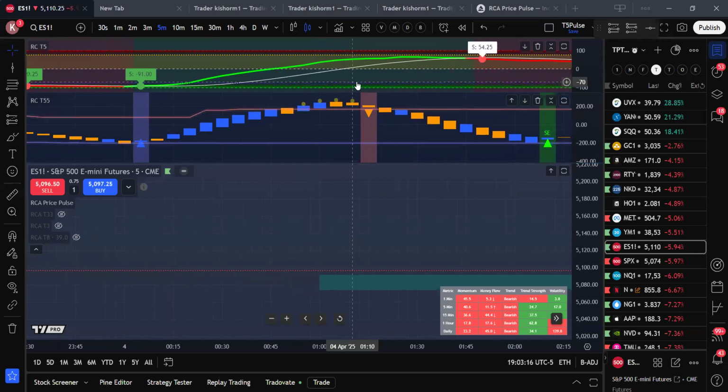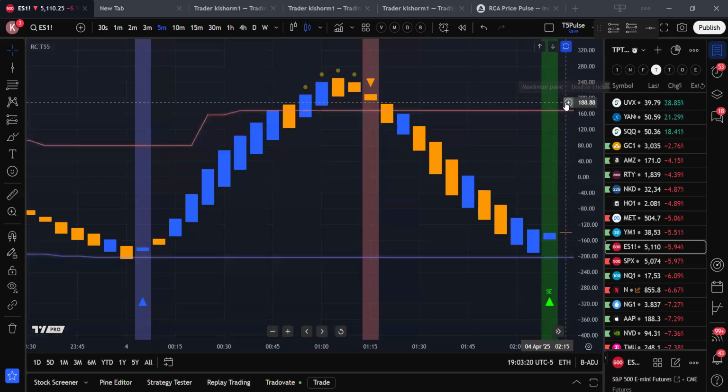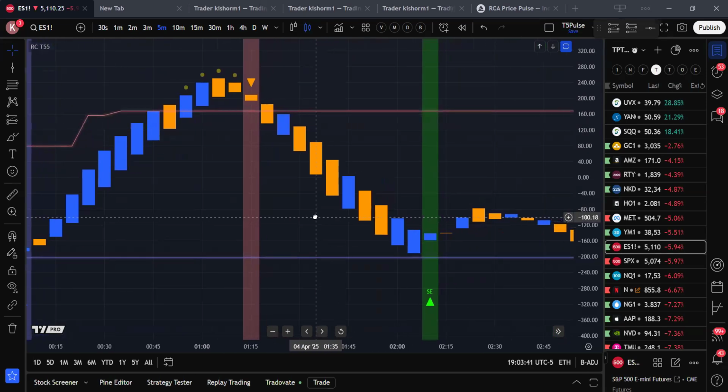What are those dots, Kishore? That is the squeeze. So it is in a consolidation. Whenever it goes all the way up, buyers are trying to take it further up, sellers are trying to bring it down. So whenever you see the dots, that means both buyers and sellers are fighting. Finally, sellers took the control and brought it all the way down.